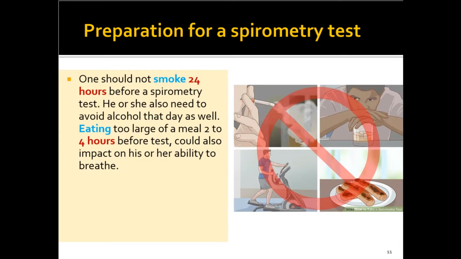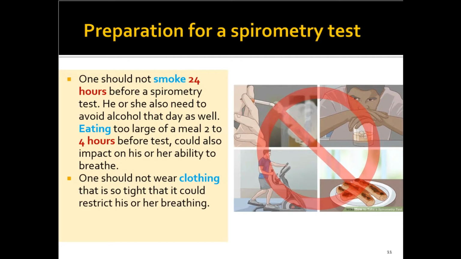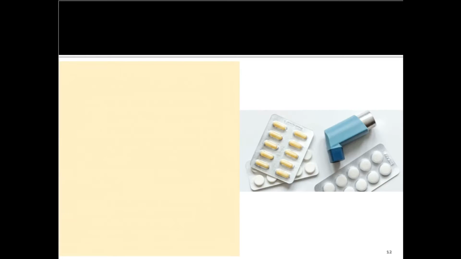Preparation for a spirometry test. One should not smoke 24 hours before a spirometry test. He or she also needs to avoid alcohol that day as well. Eating too large of a meal 2 to 4 hours before the test could also impact his or her ability to breathe. One should not wear clothing that is so tight that it could restrict breathing. Avoid vigorous exercise 30 minutes before the test.